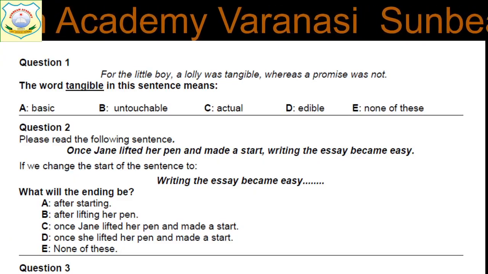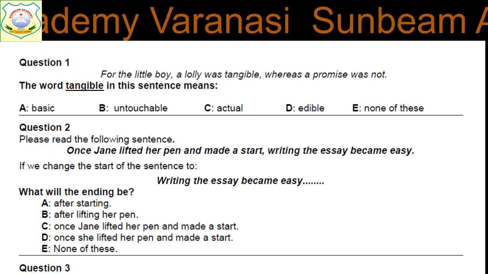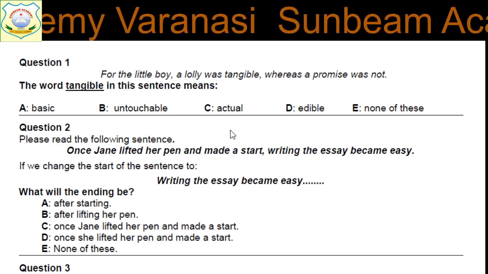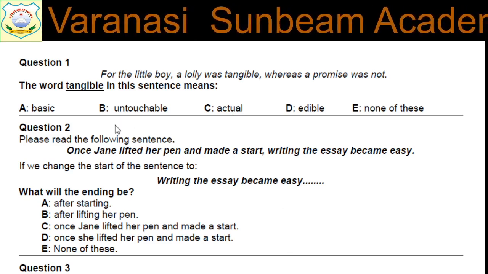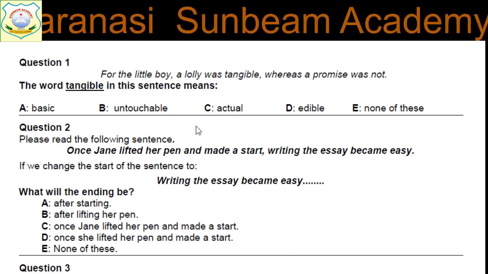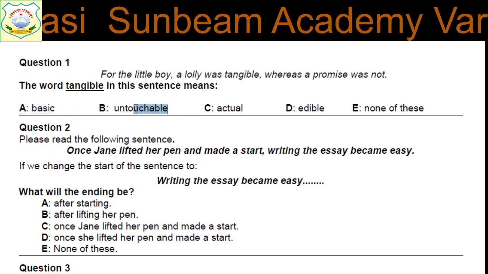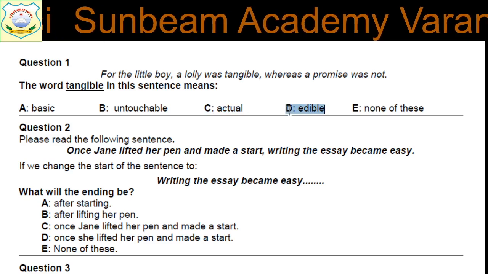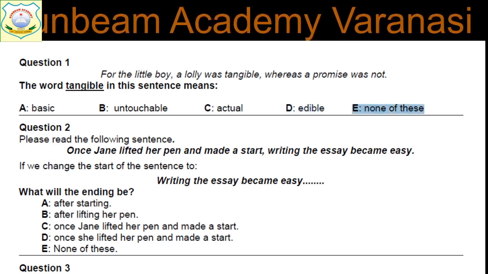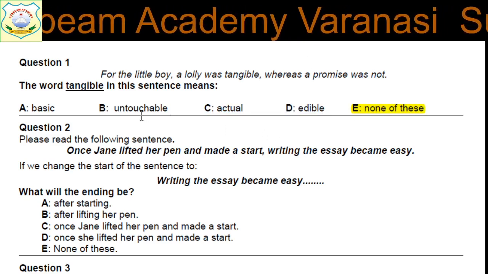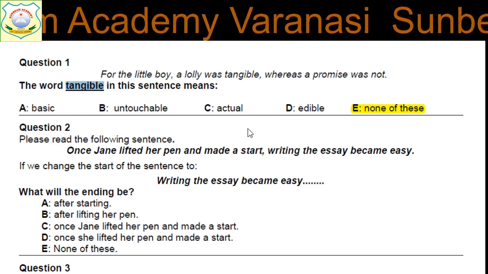Here the question is, for the little boy, a lolly was tangible. Tangible means touchable, that you can touch. Okay, whereas a promise was not. So the question is, the word tangible in this sentence means tangible, as I told you, touchable. Here it means basic, untouchable, acute, edible. Edible means something that you can eat. So the answer is none of these. Okay, because they are simply asking meaning of tangible, something that can be touched, and here no meaning is given related to it.